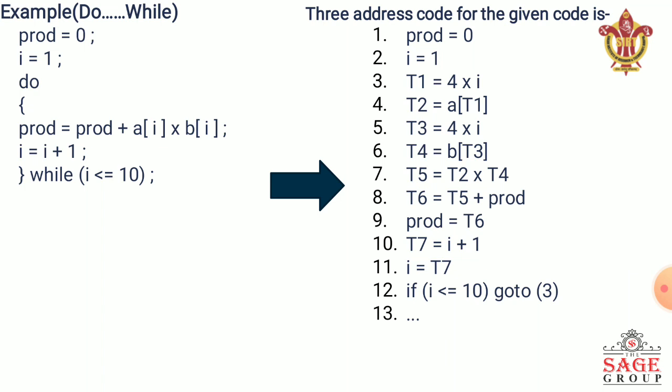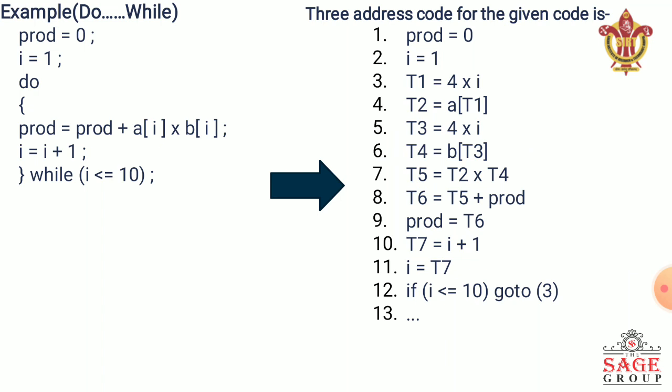In array indexing, t1 equal to 4 into I and t2 equal to a of t1, means constant followed by variable part. Now we have another array indexing which is b of I. So we also represent it, and the 4 into I is represented by t3, and this t3 is used with the constant, which is array b. So a of t1 represents array a of I, and b of t3 represents array b of I.